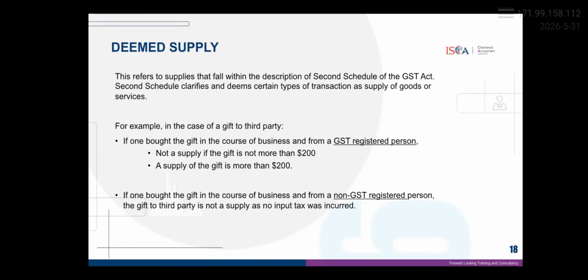So understanding deemed supply is important because when that transaction is at the outset not considered a supply, if it is described under the Second Schedule of the GST Act, it can be considered a deemed supply. And when it is a deemed supply, we then have to move on to talk about what type of supply this is and to apply the GST rate accordingly.